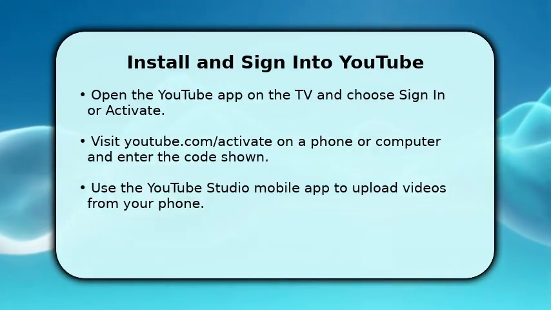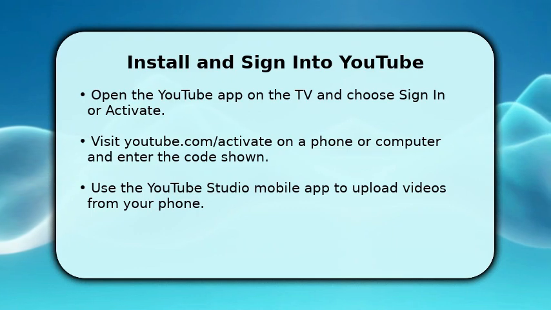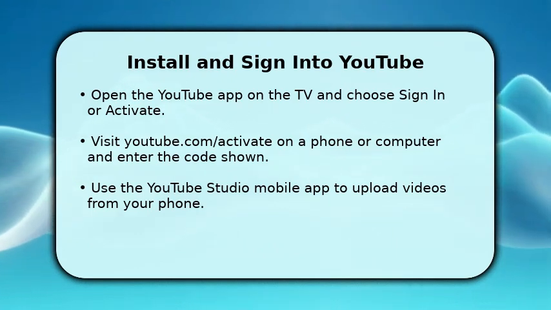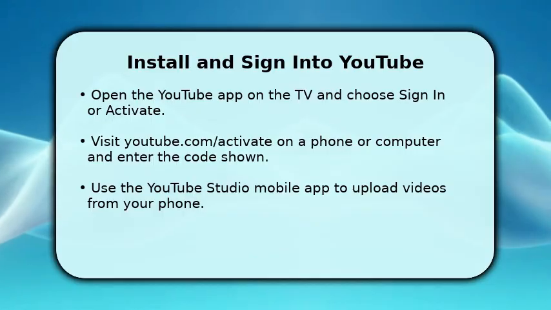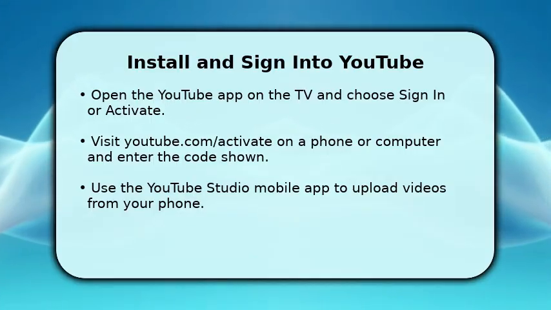After linking, open the YouTube Studio mobile app to manage uploads and metadata from your phone. Use your phone to navigate faster than the TV remote when needed.